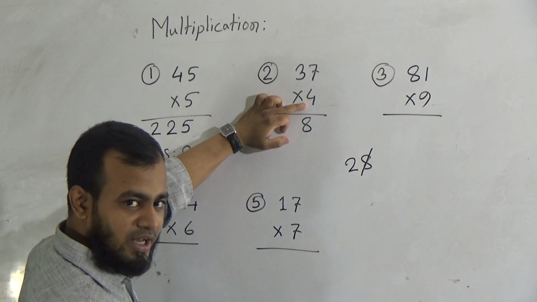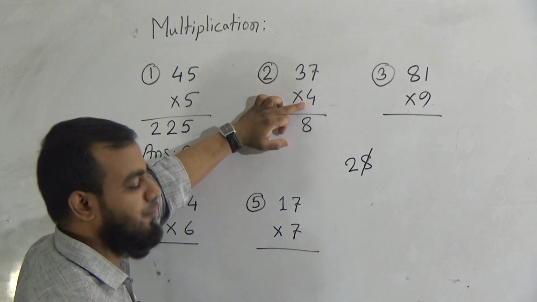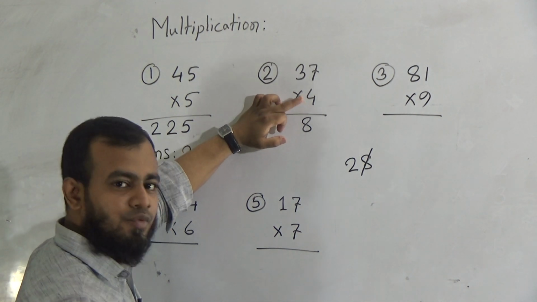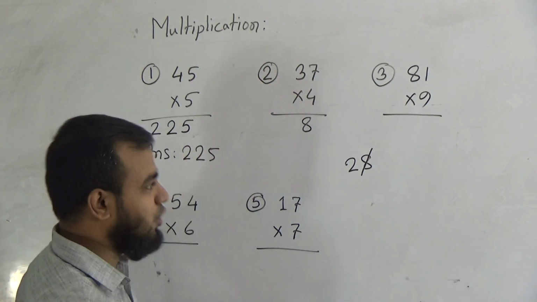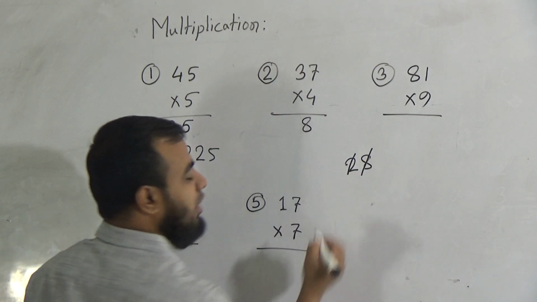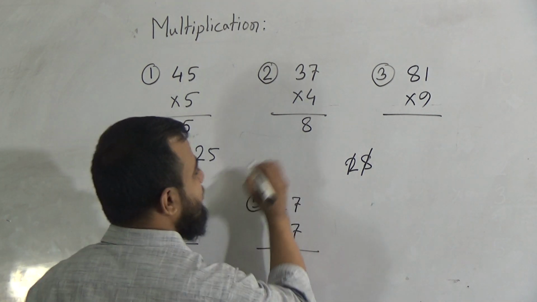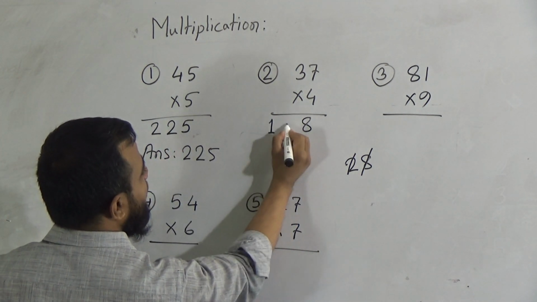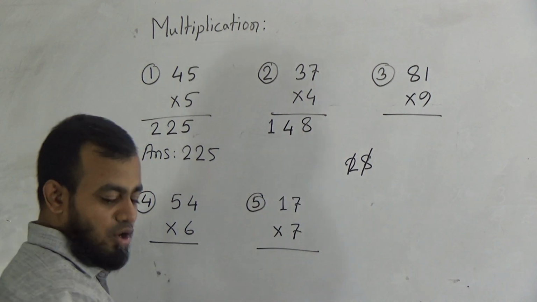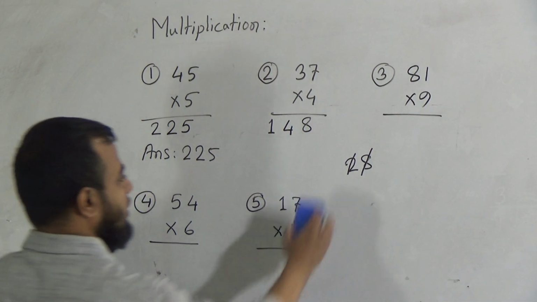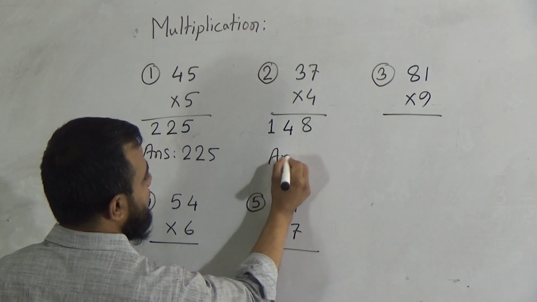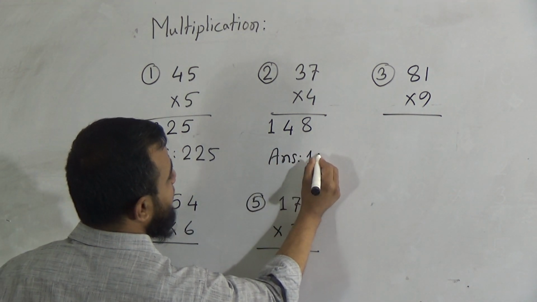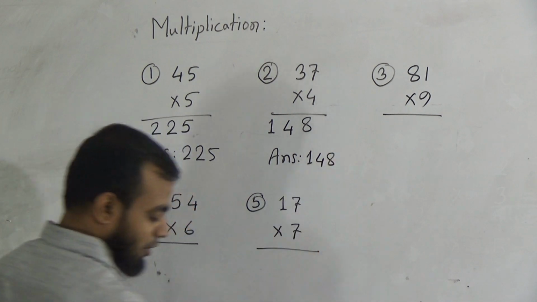Now to do that, we should count the times table of 4 again. 4 zeros are 0, 4 ones are 4, 4 twos are 8, 4 threes are 12, my dear students, 12, and this carrying 2 will make 14. So 14 will be here, and we got our result. Our result is 148. So we should write down the answer as 148.